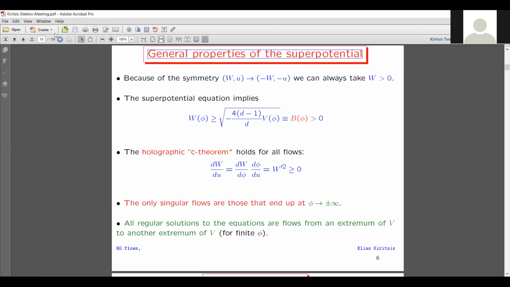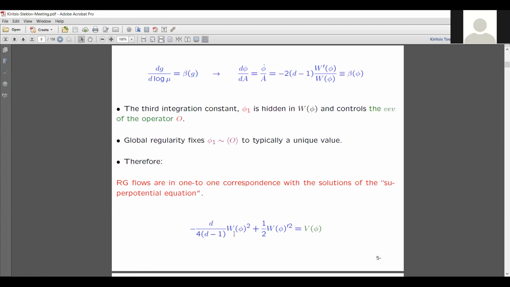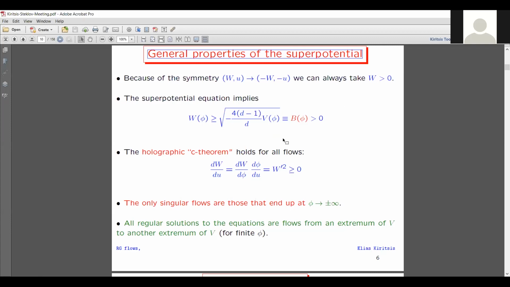The other thing is that if you solve the superpotential equation, let me go back to it, this one for W in terms of V and W prime, because W prime squared is positive, you derive an inequality for W which says that it's always bigger or equal to the square root of minus a constant times V, and remember that V is always negative in our discussion. Now, this combination, I call it B of phi. It will appear in many plots below, so I will ask you to please remember it, because it's an absolute lower bound for any solution for the superpotential.